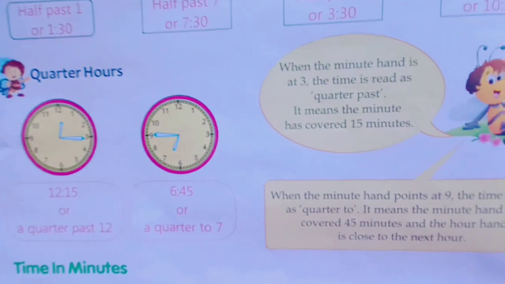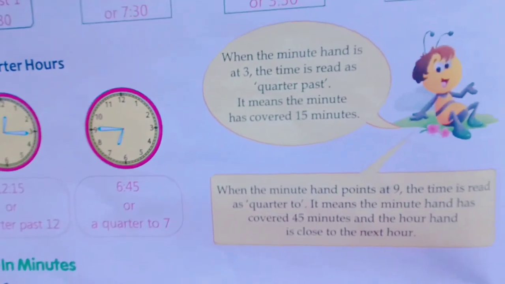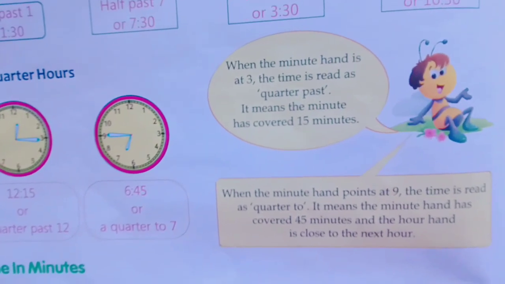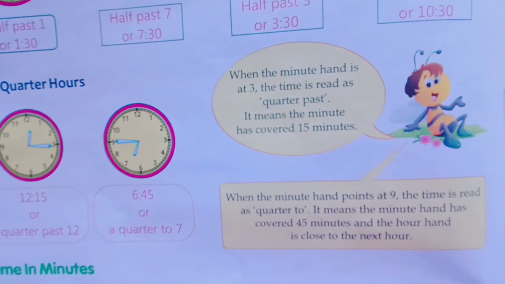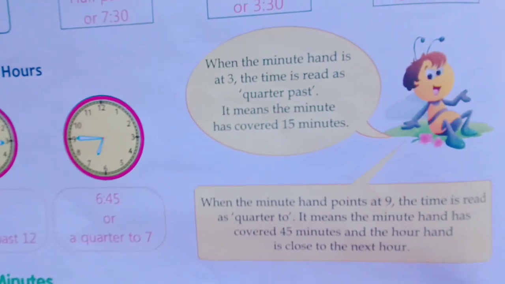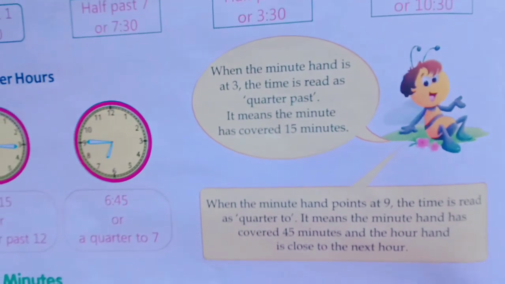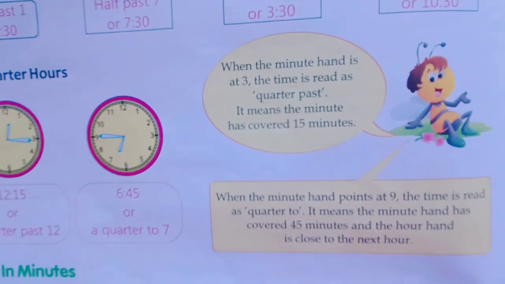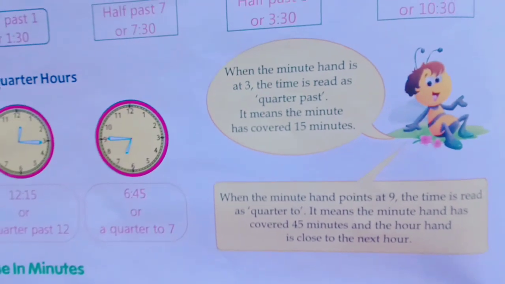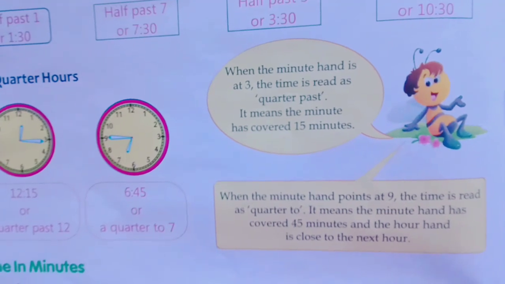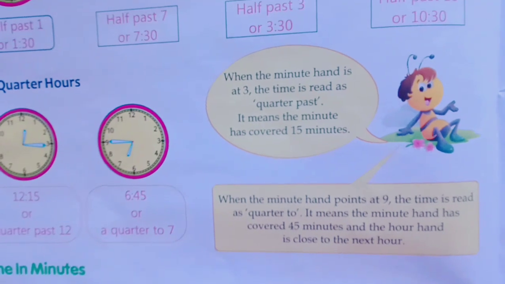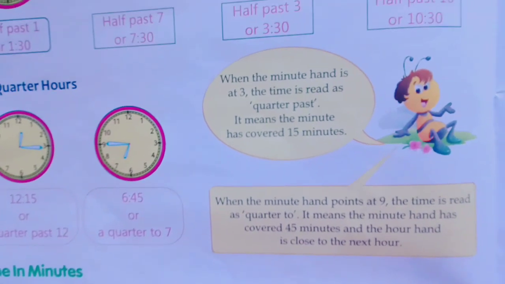Next, one more thing we will learn. When the minute hand is pointing at 9, the time is read as quarter to. When the minute hand is on 3, the time is quarter past. And when the minute hand is at 9, it is read as quarter to. It means the minute hand has covered 45 minutes and the hour hand is close to the next hour.